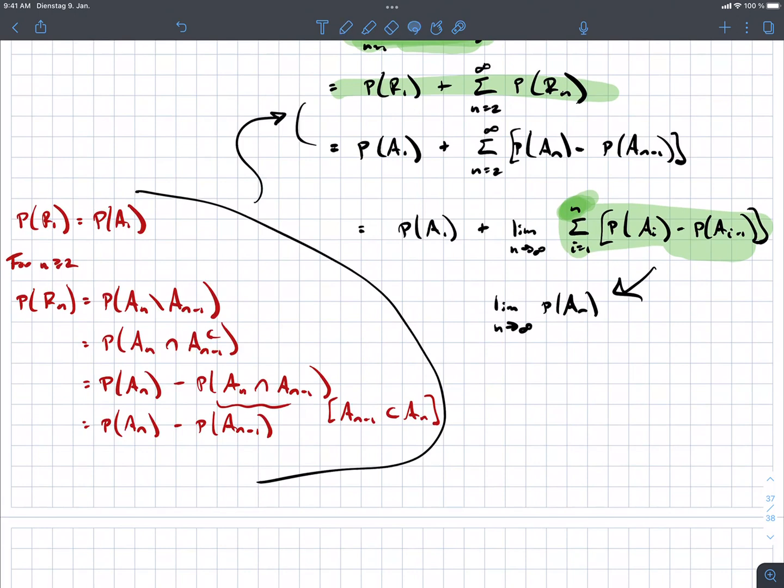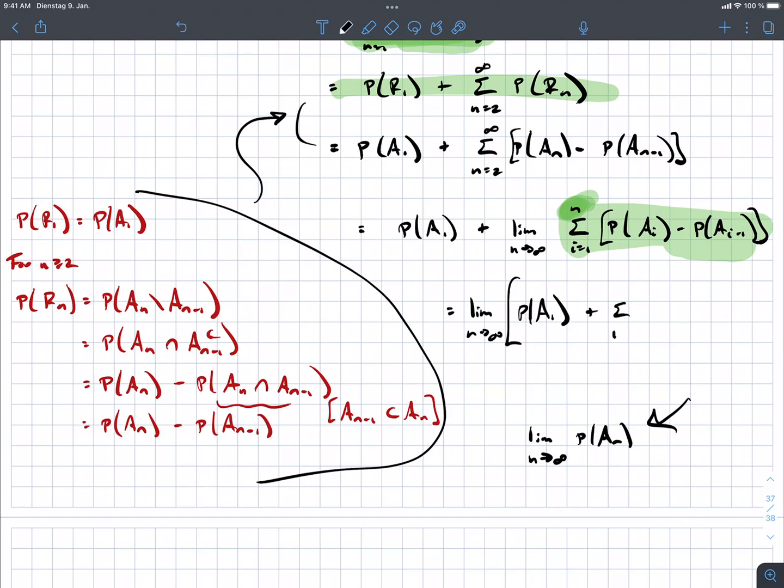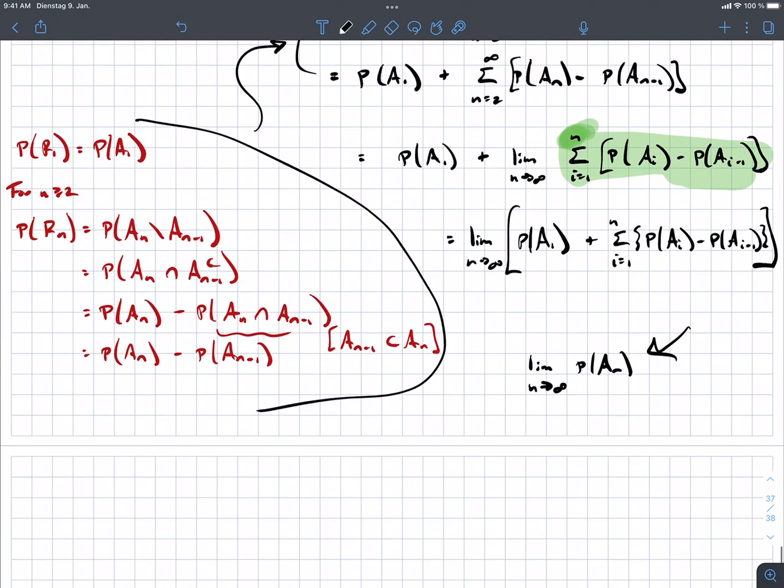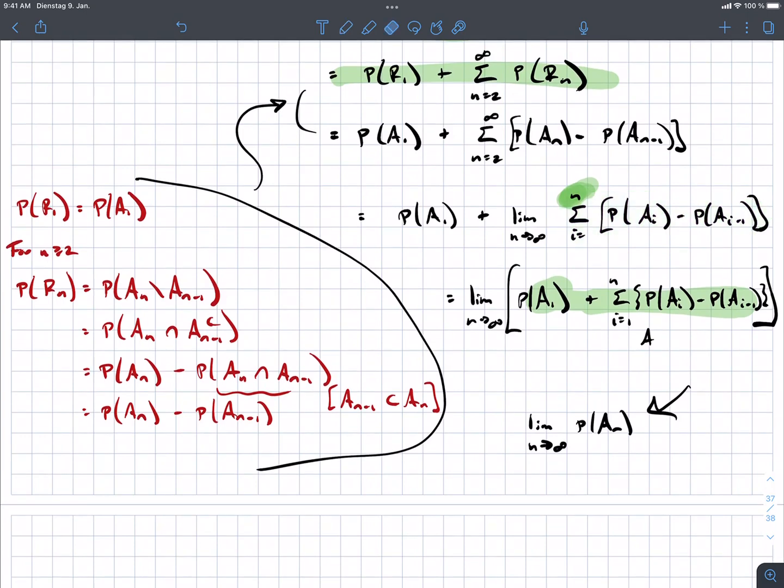Okay. So having written it that way, I can pull the limit all the way outside and put P(A1) plus the sum of i equals 1 to n, P(Ai) minus P(Ai minus 1). Oh, sorry. I'm starting at i equals 2, because here I started at n equals 2. Okay, i equals 2. Easy to mess up your indices. I remember because the A1 is here, so this sum is beginning at n equals 2. So this infinite sum is just the limit of this sum as n goes to infinity.